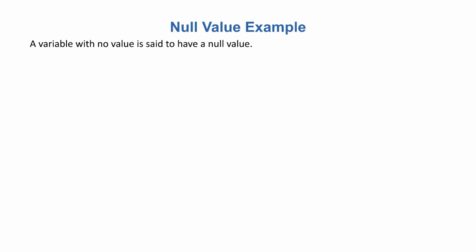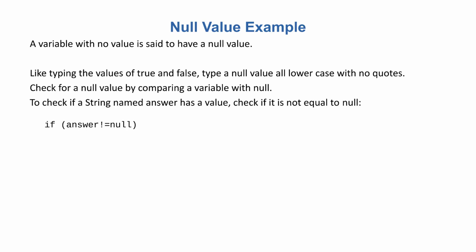Next, we'll read all the lines of the file. Reading from a file will return null when nothing is left to read. You'll know you reached the end of the file when reading a line returns a null value. But what is a null value? A variable with no value is said to have a null value. Like typing the values of true and false, type a null value, all lowercase, with no quotes.